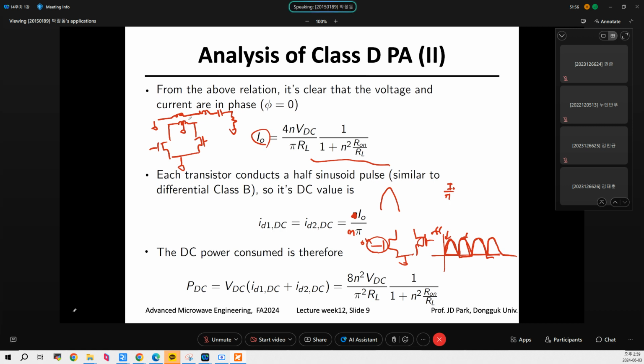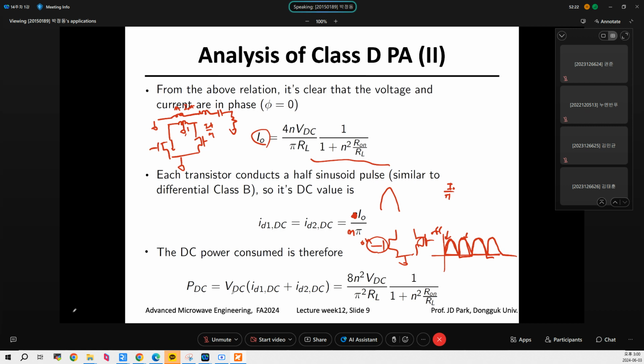So if I just let this n, this is 1, then IDC here, if I express I out, this must be I out divided by n, right? So it must be this. Okay, something is wrong.